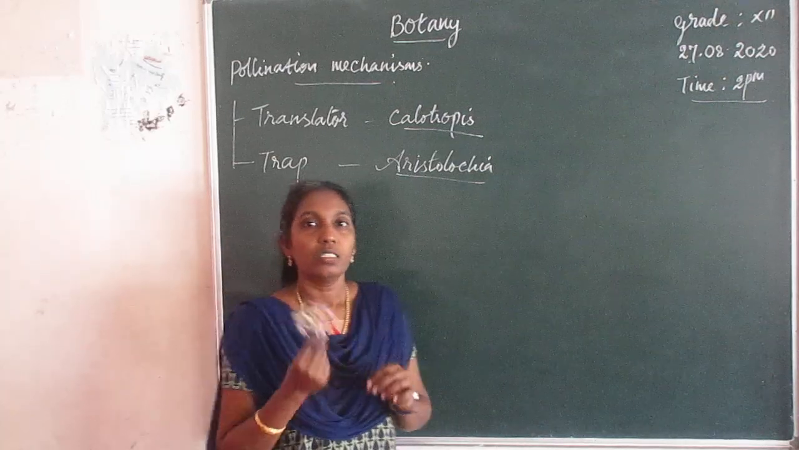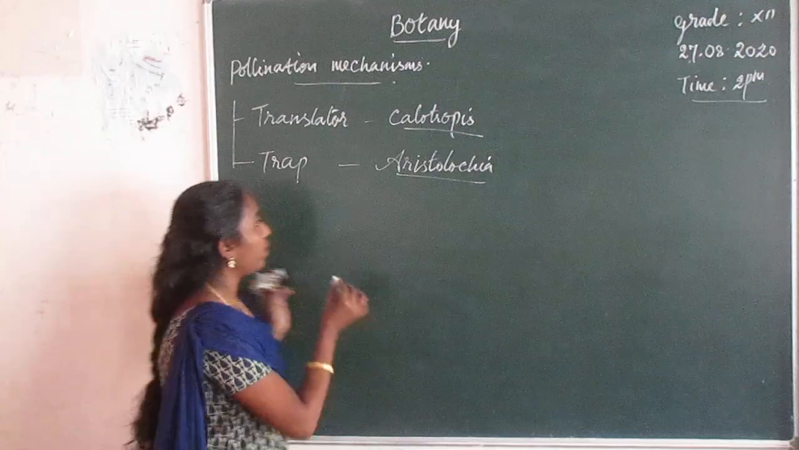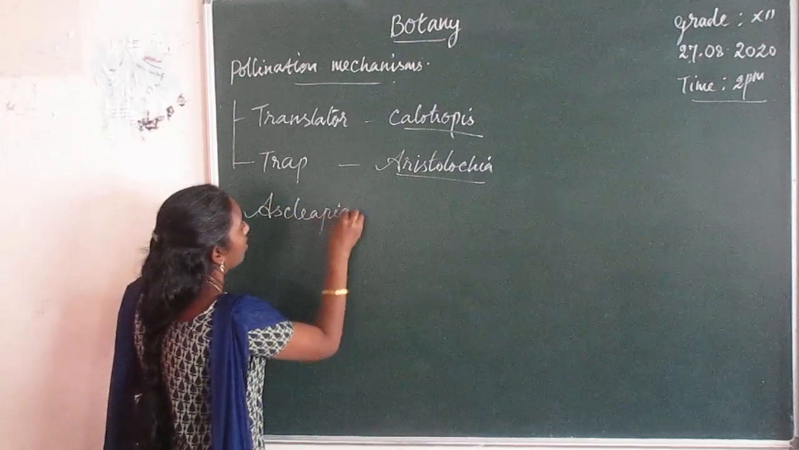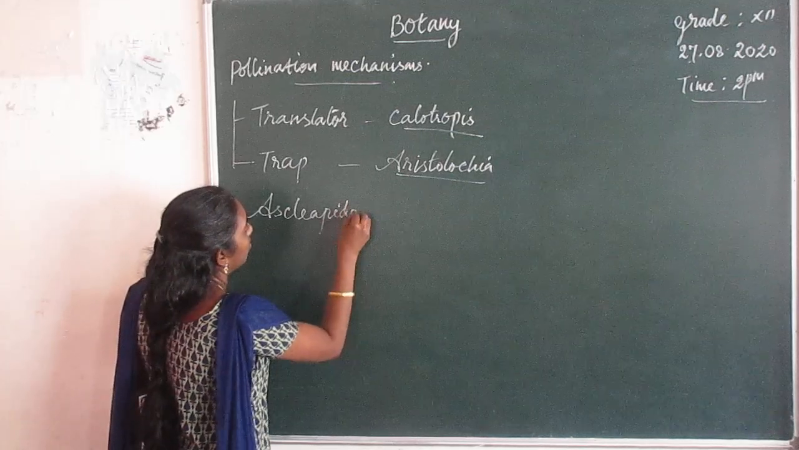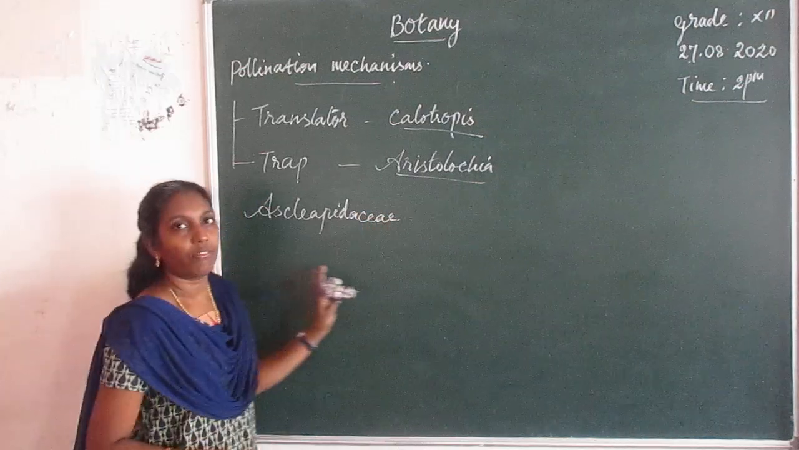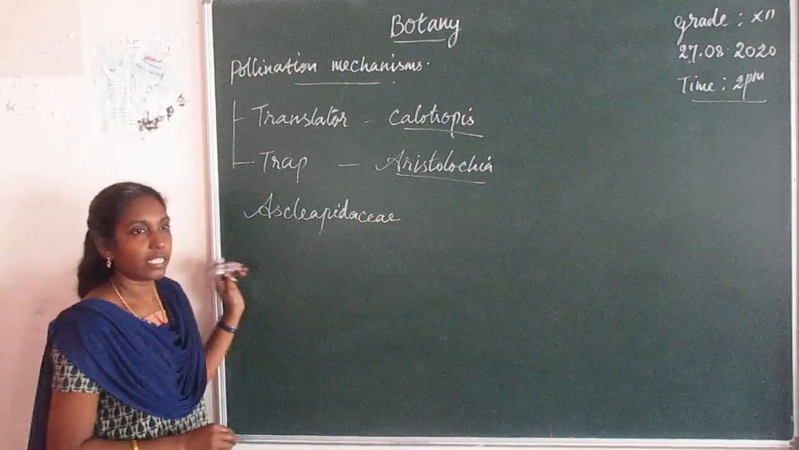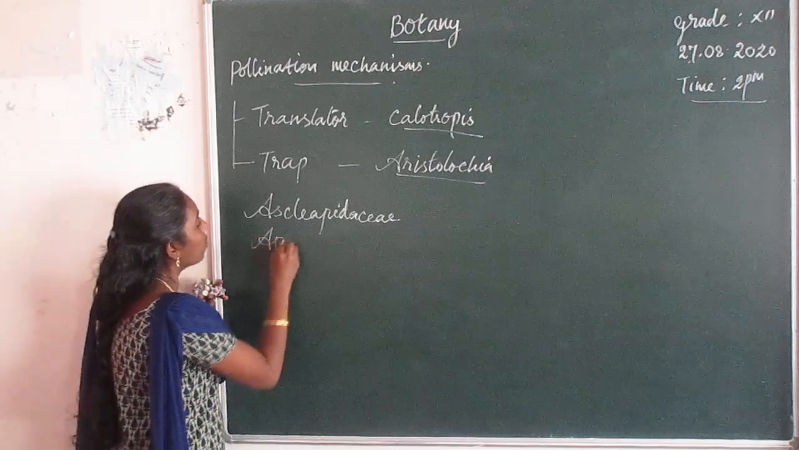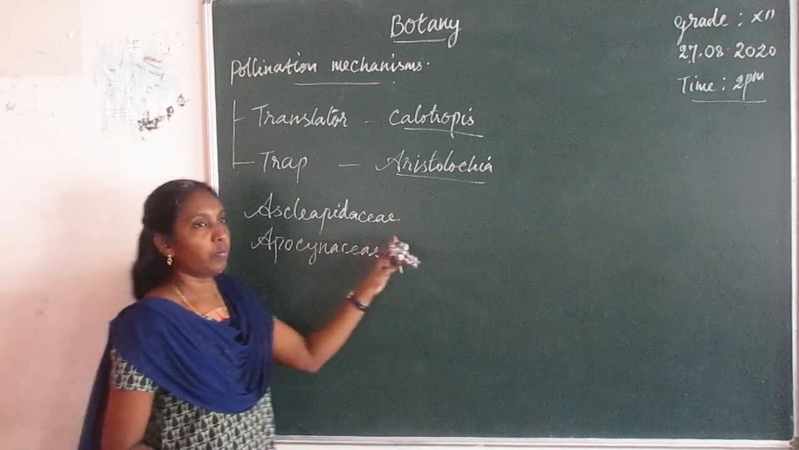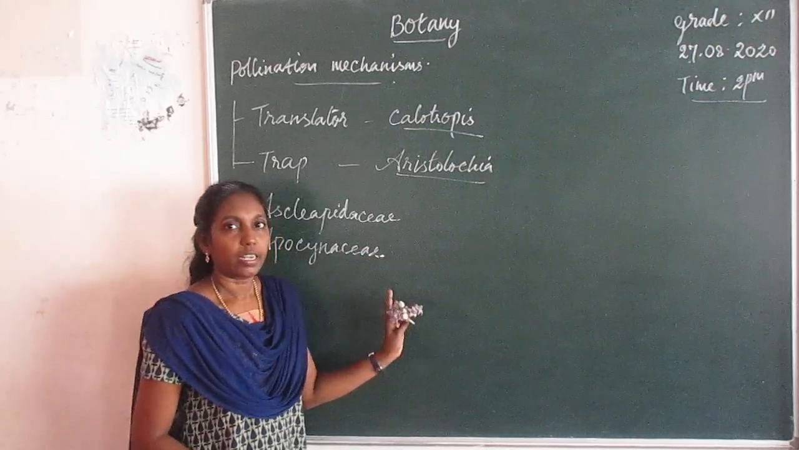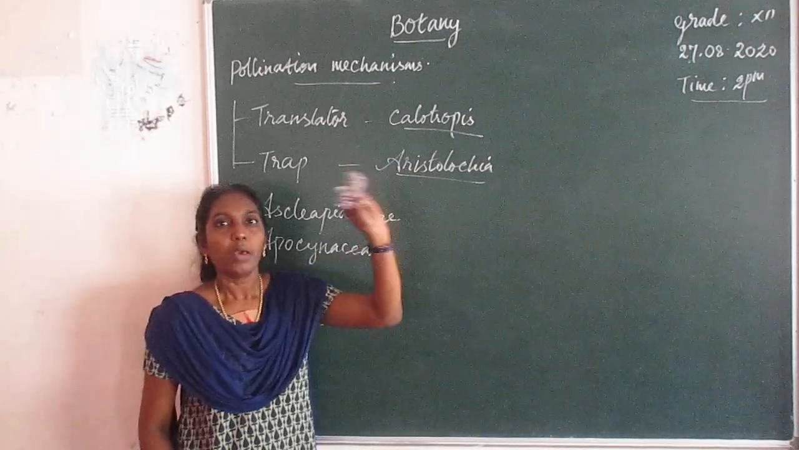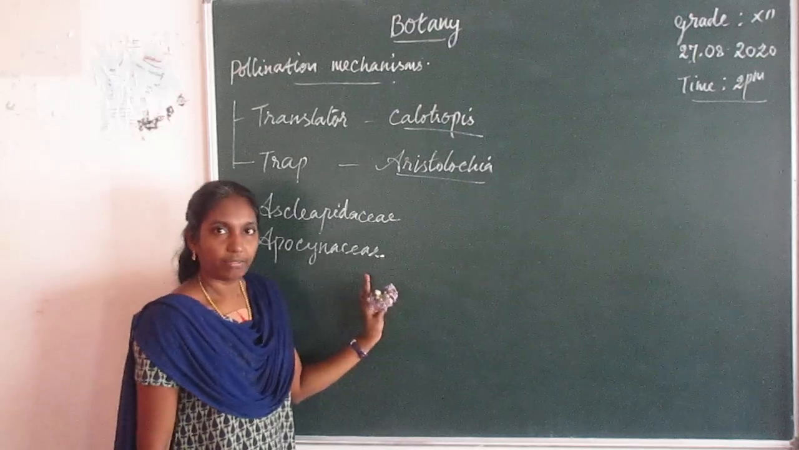This flower belongs to Asclepiadaceae family. In the APG system of classification, it comes under Apocynaceae. Asclepiadaceae or Apocynaceae, under the APG system it is called Apocynaceae. Calotropis belongs to the Apocynaceae family.